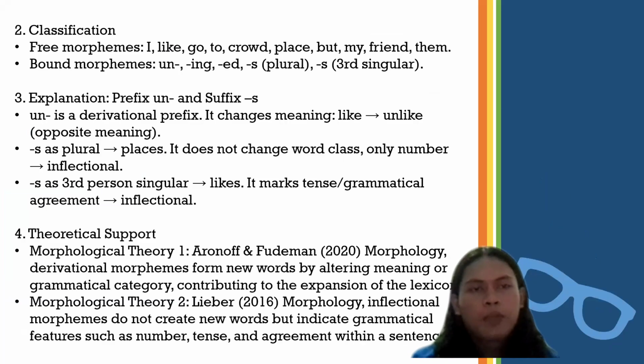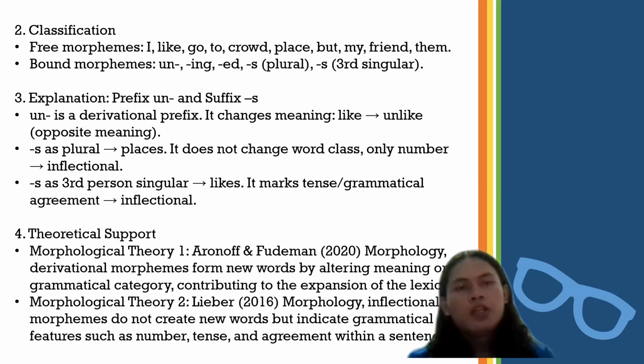2. Classification. Free morphemes: I, like, go, to, crowd, place, but, my, friend, and them. And bound morphemes are un, ing, ed, s as plural, and s as third person singular.